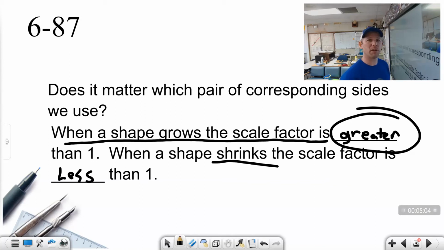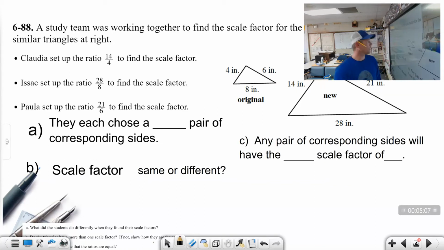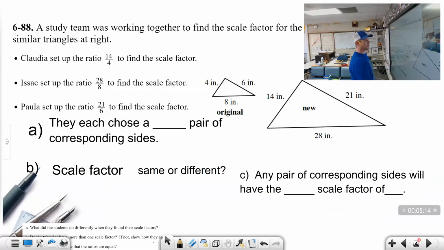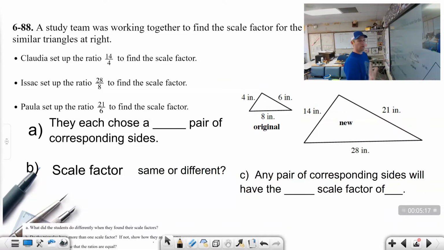Pause the video if you need to finish recording this sentence. In 6-88, now you are focusing primarily on this graphic. You have a graphic on your page. I'll tell you what to do in just a minute. This study team is working to find the scale factor for the similar triangles at right. Claudia set up this ratio, Isaac set up this ratio, and Paula set up this ratio. And the question is, does it matter which side you use?